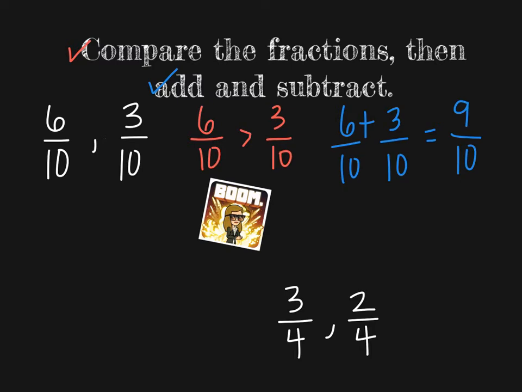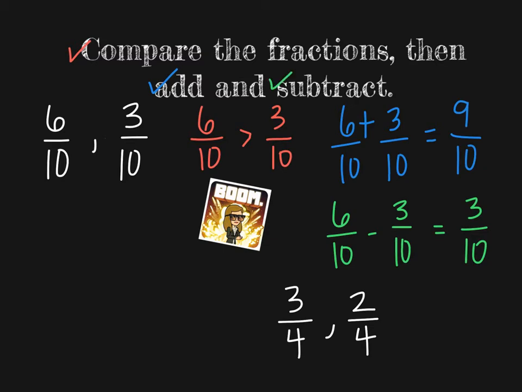The last step I have is to subtract. Now 6/10 is greater, so that's the one I need to list first. So 6/10 minus 3/10. So again, you work with just the numerators when you subtract fractions. So we'll do 6 minus 3, which gives me 3. Denominator stays the same. So 3/10 is my final answer. Done with the last step.